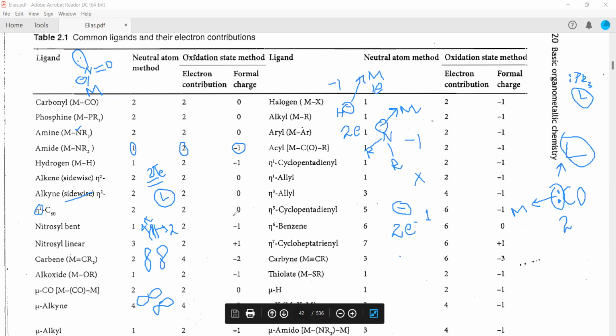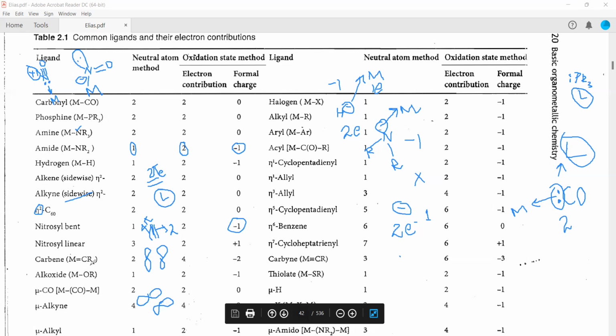Okay. So the nitrosyl bent has a formal charge of -1, and by the neutral atom method it will give only one electron, and by the oxidation state method it will be a 2 electron contributor. But in the case of nitrosyl linear, it will be mentioned in the question. It is bonded to oxygen by 3 bonds, and that is why it has a positive charge. There is one lone pair on the nitrogen by which it is donating to the metal. The formal charge of this ligand is +1. Because it is giving by lone pair, from the oxidation state counting it will be a 2 electron donor, but since it is formally positively charged, from the neutral atom method it would be a 3 electron donor.